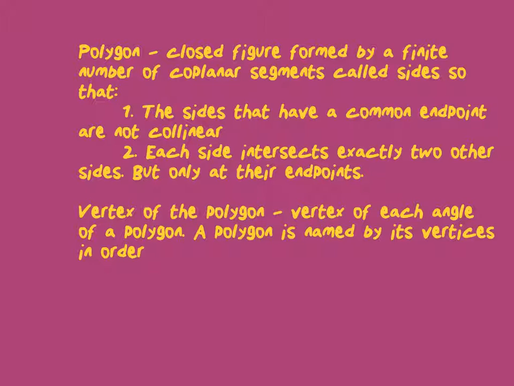The vertex of the polygon is where the two line segments meet up. So for example, if you were to have a triangle, then you have three vertexes. Here's one vertex, two vertex, three vertex. Each one of those is a vertex of this polygon, and we call them vertices. So if we were going to name this triangle, we would name this triangle by its vertices, and this would be triangle ABC. If you have a square, you would name it ABCD, a pentagon ABCDE, and so on and so forth.